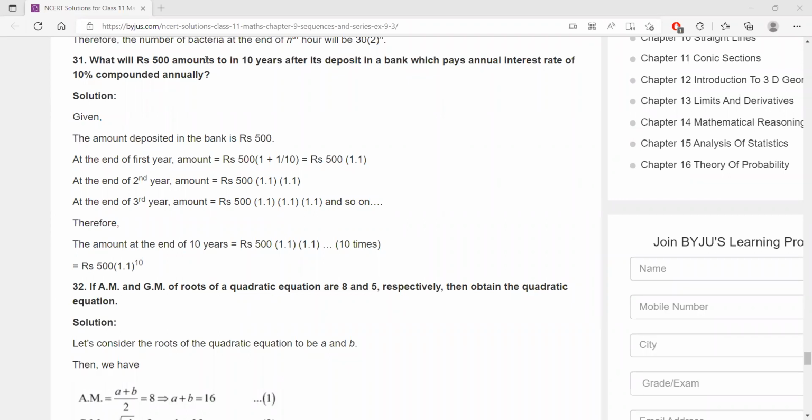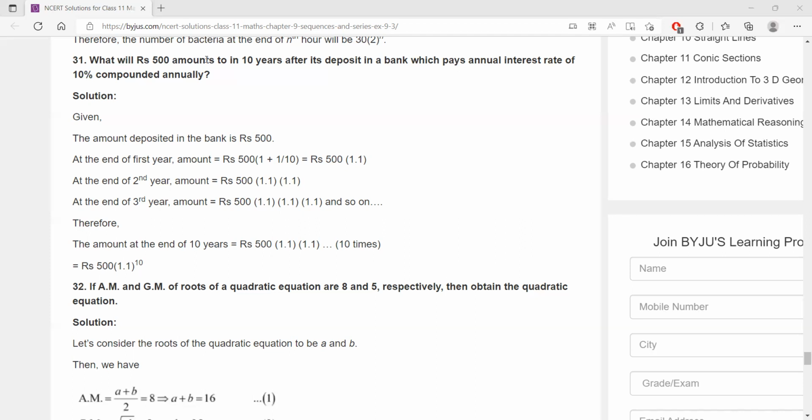What will rupees 500 amount to in 10 years after its deposit in a bank, which pays an annual interest rate of 10% compounded annually? So what they're trying to say is, you're depositing rupees 500 and after the 10 years, you're just going to withdraw it. So you just need to find the amount at the end of the 10 years.